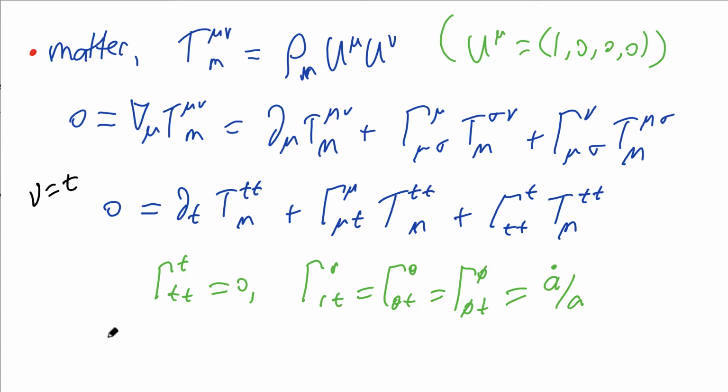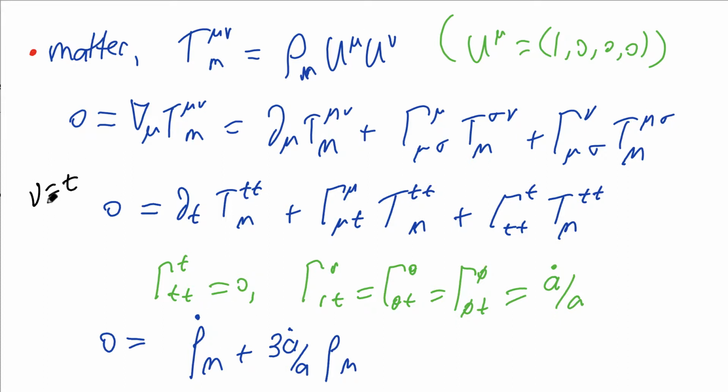So in this expression we have 0 equals partial t of T upper TT, but that's just rho m. And here we have the sum over mu, so we end up summing these four Christoffel symbols. So we have 3 times A dot over A times T, TT, that's rho sub m, and then this term is 0 because gamma TTT is 0. And of course, partial T of rho m is just rho m dot.